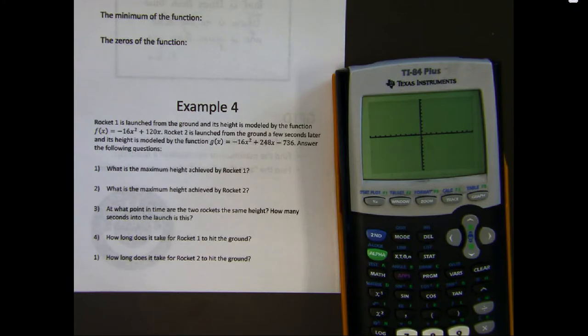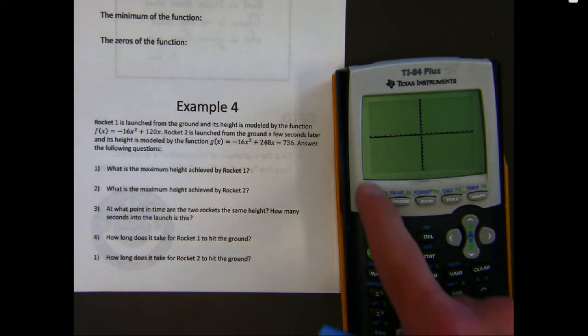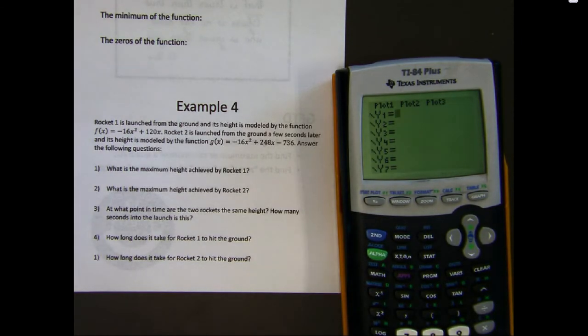For example 4, we're skipping a little bit just for time's sake and also technology's sake. For example 4, we're dealing with two rockets here. Rocket 1 is launched from the ground, and its height is modeled by the function f of x equals negative 16x squared plus 120x.